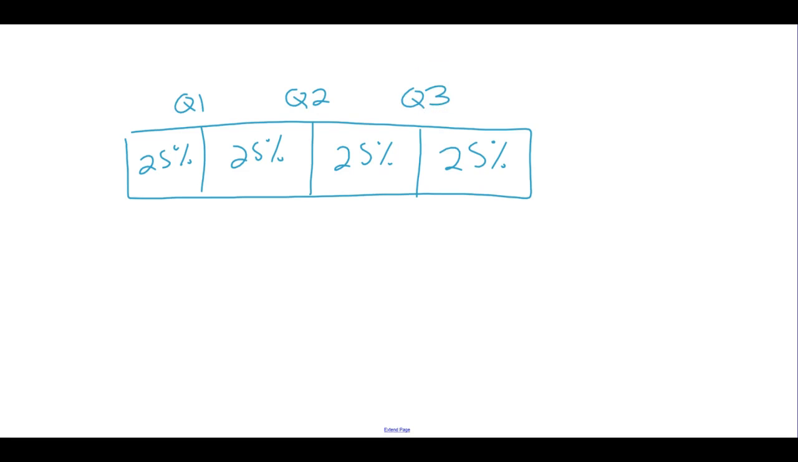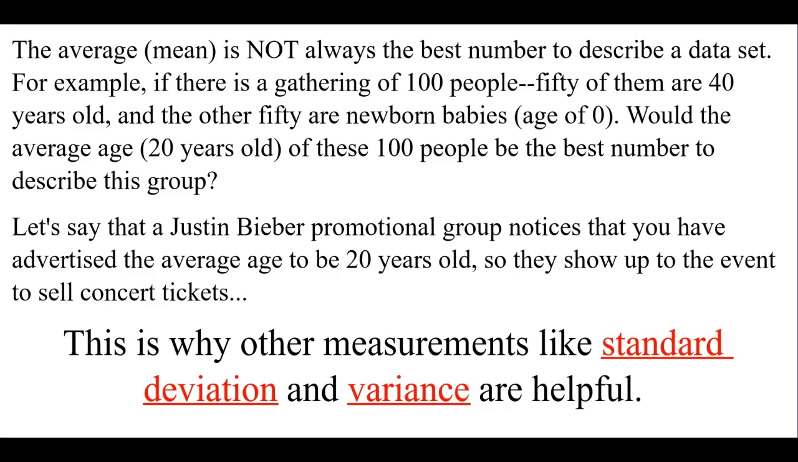What percent of the data is less than quartile 3? 75%. What percent of the data is greater than quartile 1? 75%. What percent of data is less than quartile 2, or they might say the median? 50%. What percent of data is greater than the median? 50%.